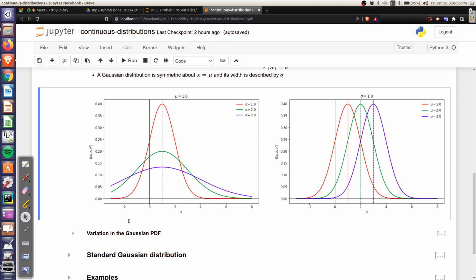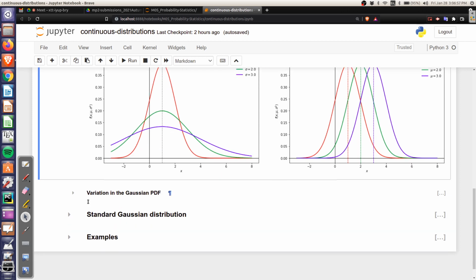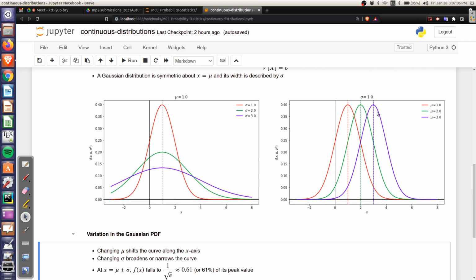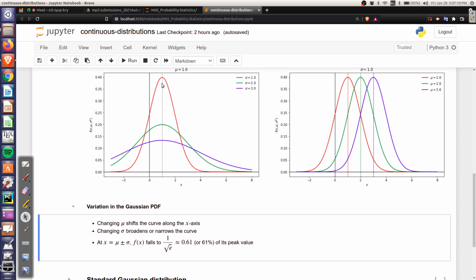So how do you produce these variations in the Gaussian PDF? You have to just remember this. If you change mu, you are shifting the curve along the x-axis, to the right or the left. Increasing mu will shift the curve towards the right side, decreasing mu will shift it towards the left side. And changing sigma is going to make the graph broader or narrower. Okay, so that's how you can control the shape of the Gaussian.